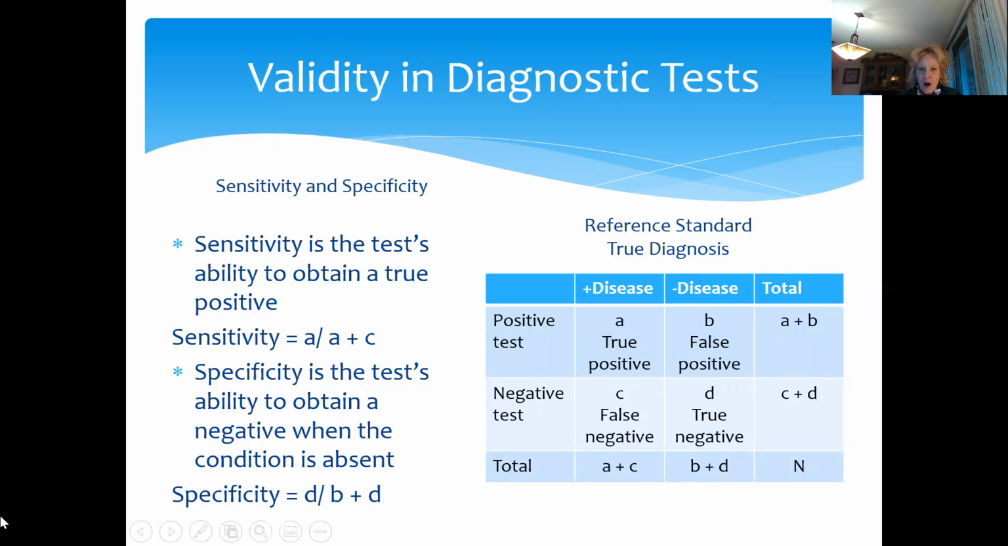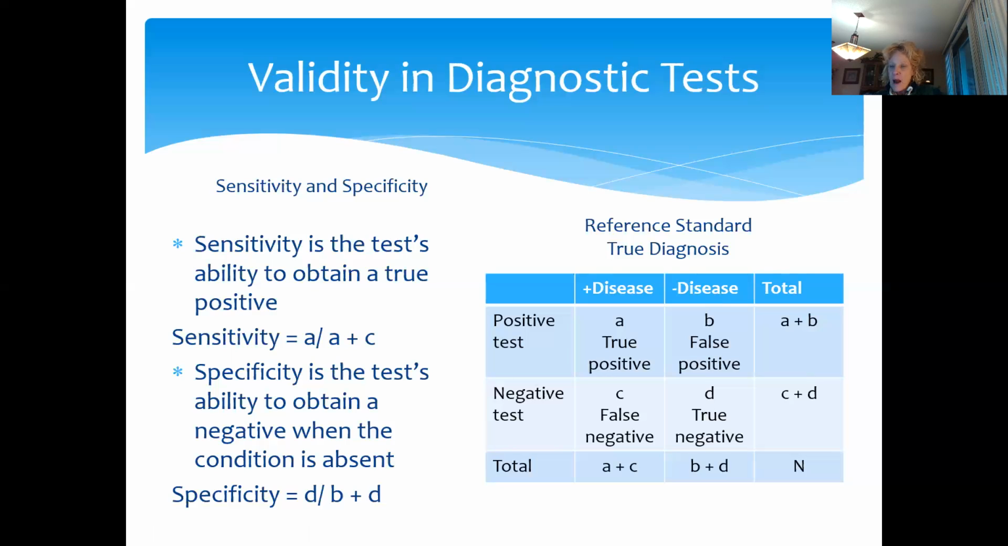If you look at our table here, at the top we're talking about this child has the disease or this child does not have the disease. And these are the tests: a positive test and a negative test. So in block A, you have a positive test when the kid really has the disease. In block B, you have a positive test when the kid does not have the disease.